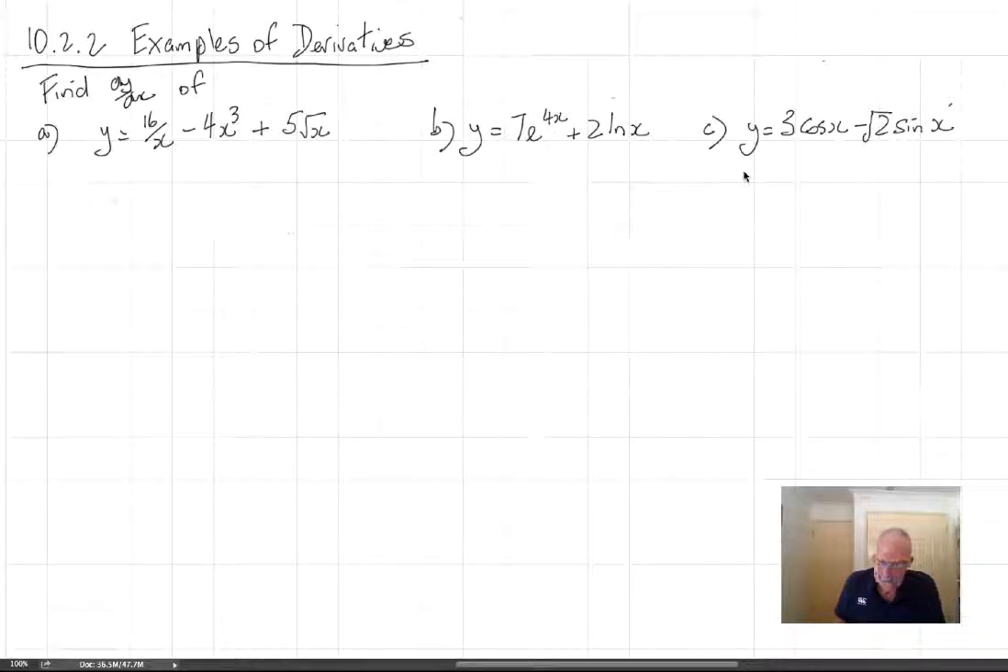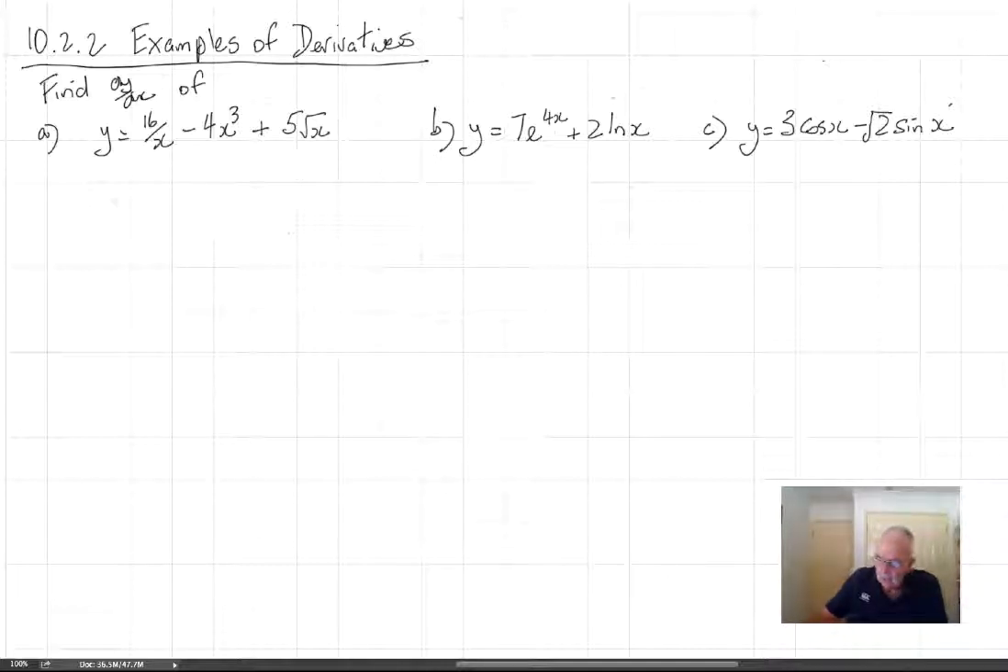Here we've got three examples we're going to work through that will utilise that table of derivatives we've come across. It's an example showing you how to apply them in each of these cases. So we want to find dy dx. dy dx is the derivative of y with respect to x, or the instantaneous change of y as x increases.